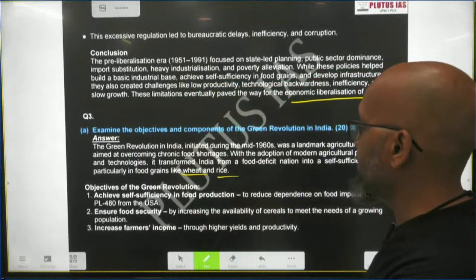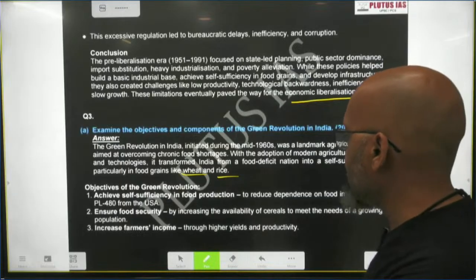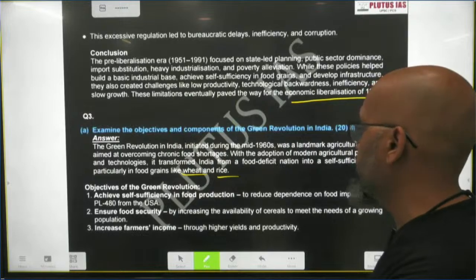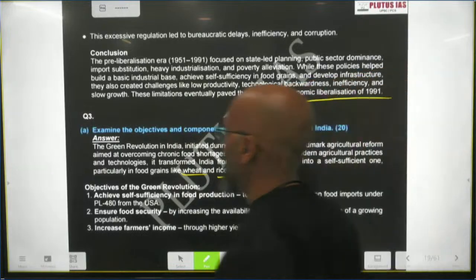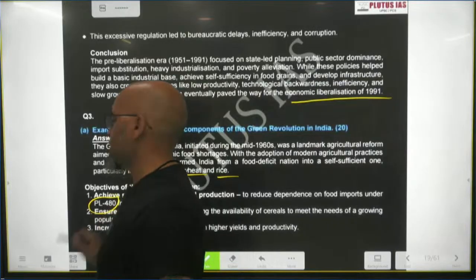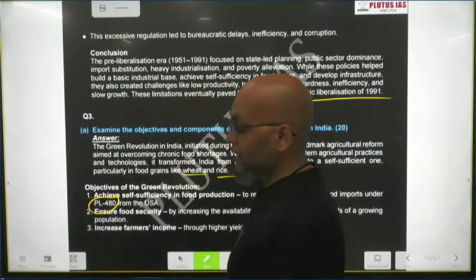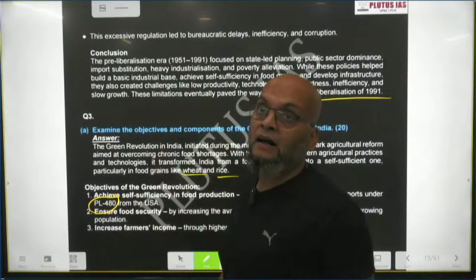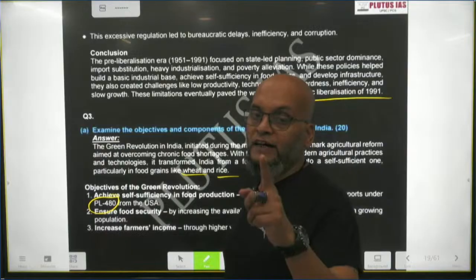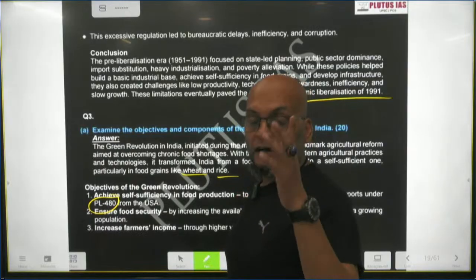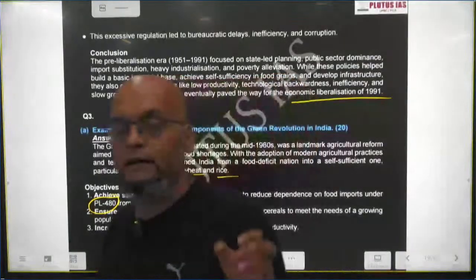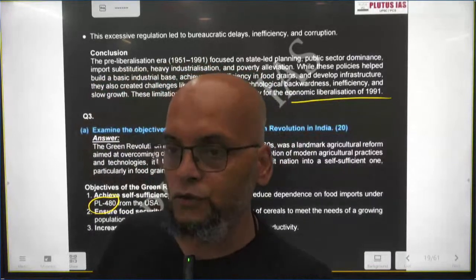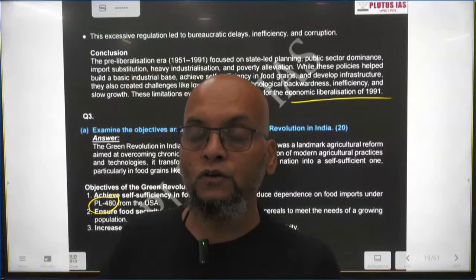Objectives of the Green Revolution: achieve self-sufficiency in food production to reduce dependence on food imports under PL 480. This was an agreement done by India and the US. Under this agreement, the US aided India and provided food grains to India. Why am I saying it aided India? Because the US accepted payment in rupees, not in dollars, as there was a shortage of foreign exchange in India.